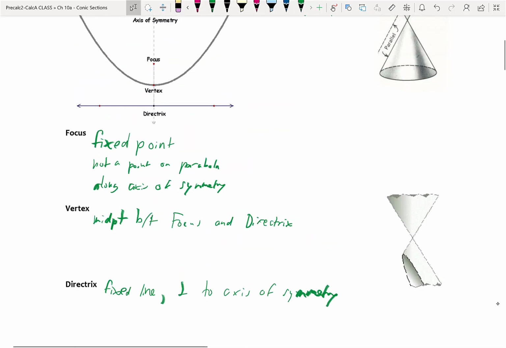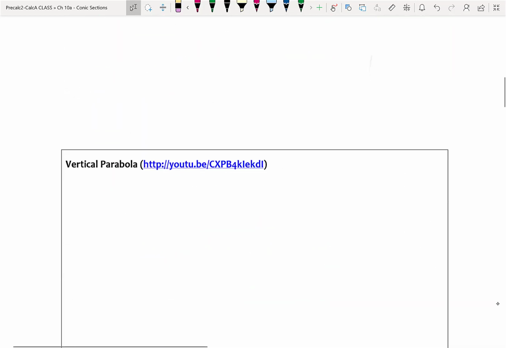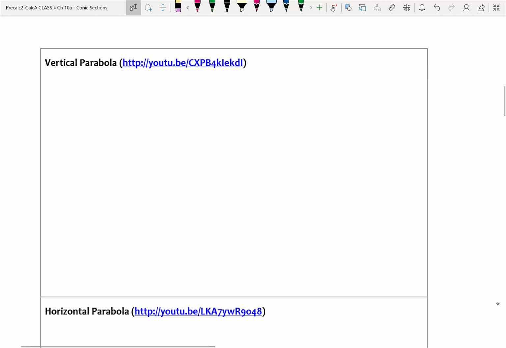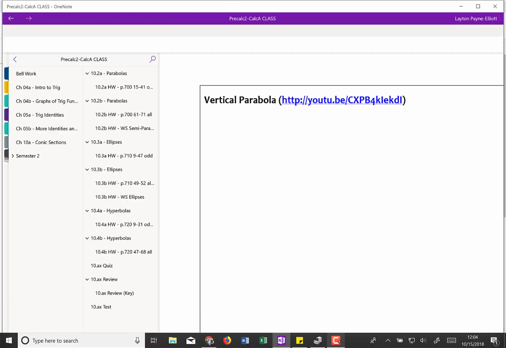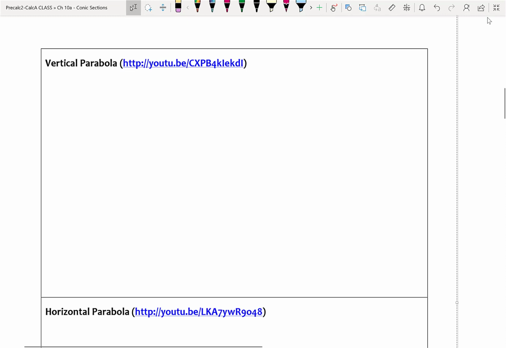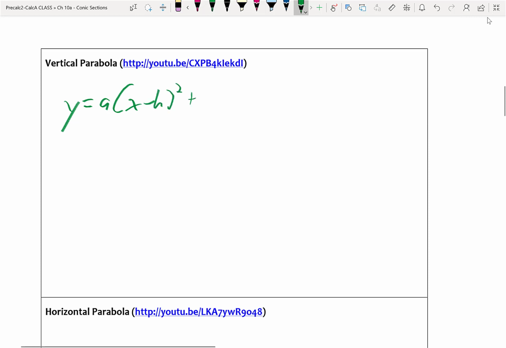But let's move on to how we're actually going to construct these. So I have some creations of what a vertical parabola is and what a horizontal parabola is. Let me pause these and link to see what these are. Awesome. So those links are dead, and those will be removed from your notes handouts.